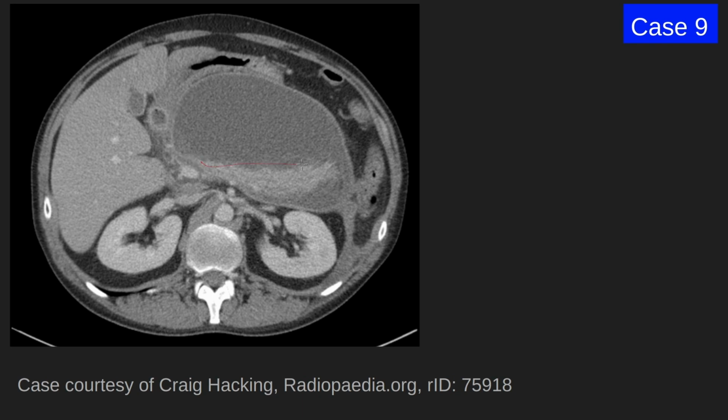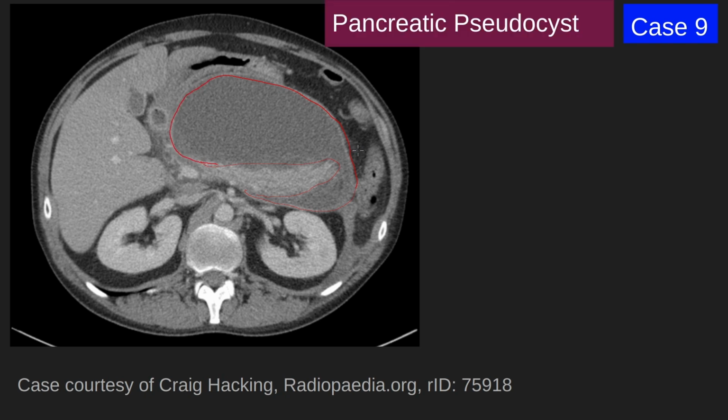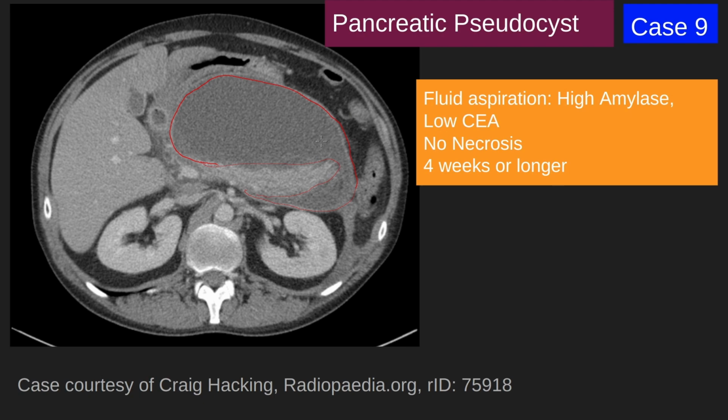Here we see the pancreas, and around the pancreas there is this well marginated fluid collection with a very well defined capsule. So this is a pancreatic pseudocyst, likely secondary to acute edematous interstitial pancreatitis. If we aspirate this, the fluid is high in amylase levels and low in CEA levels. It's important to identify lack of necrosis. Presentation is usually 4 weeks or longer.